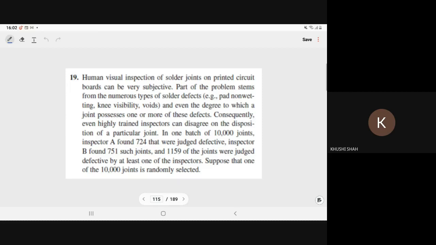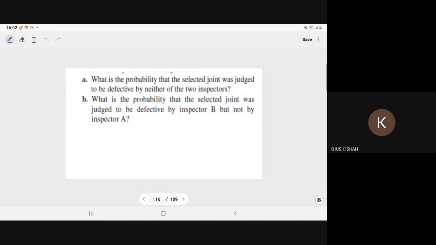In one batch of 10,000 joints, Inspector A found 724 that were judged defective. Inspector B found 751 such joints, and 1159 of the joints were judged defective by at least one of the inspectors. Suppose that one of the 10,000 joints is randomly selected. So you have to compute the following probability. What is the probability that the selected joint was judged to be defective by neither of the two inspectors?